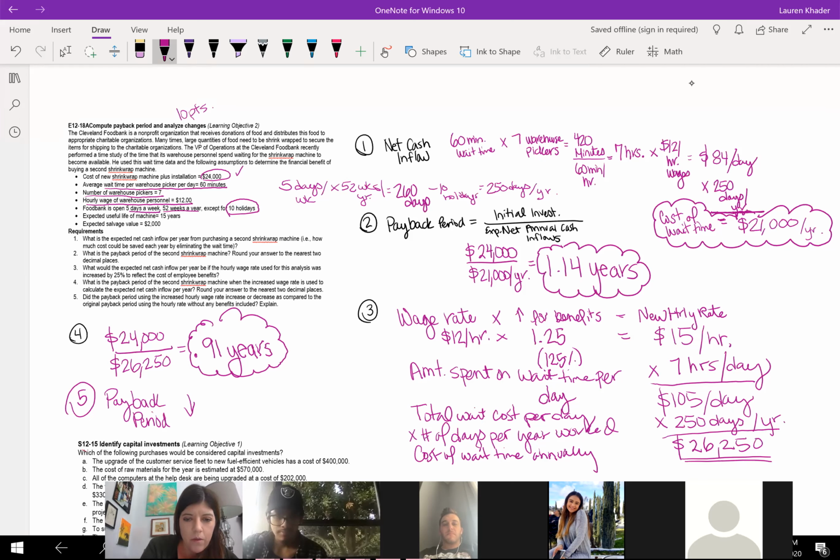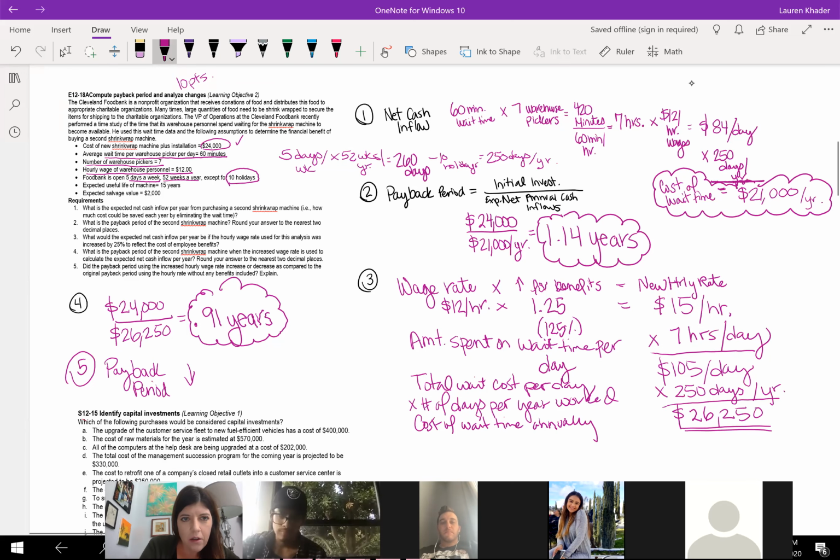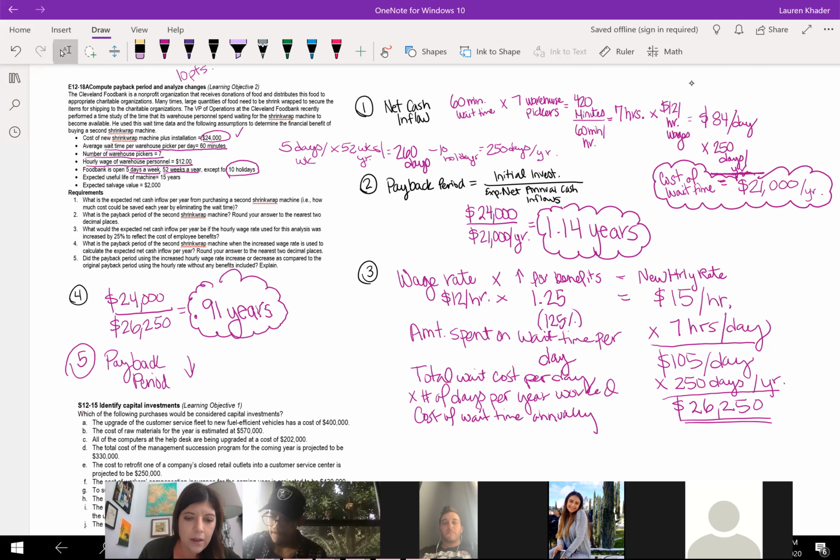It's a 10-point problem. There are some calculations. You will want to practice it, but I don't think calculating the actual payback period is all that difficult. So you were saying the reason it went down is because we had additional cost savings associated with the increase. Yeah. So your net annual cash inflows are higher. That's why.